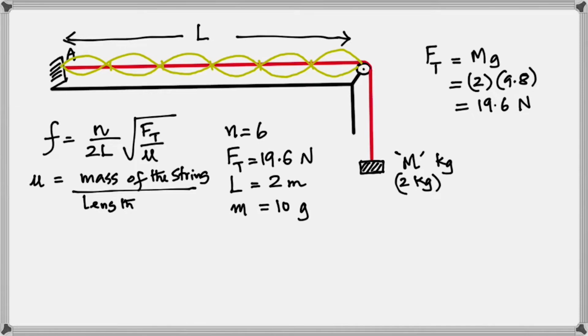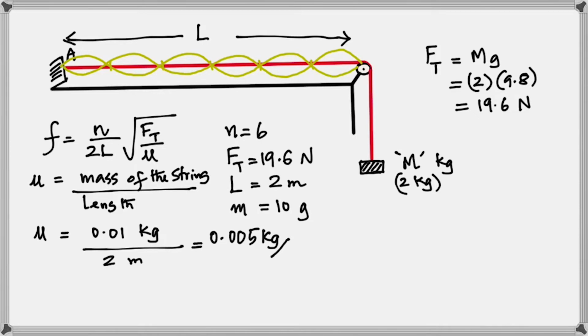So can you find mu for me? Mass of the string is 10 grams, but you have to have it in kilograms. So 10 by 1,000, which is 0.01 kilograms. The length of the string is 2 meters. So what do you get for that? Of course, you get 0.005 kilogram per meter. So we got all of the terms.